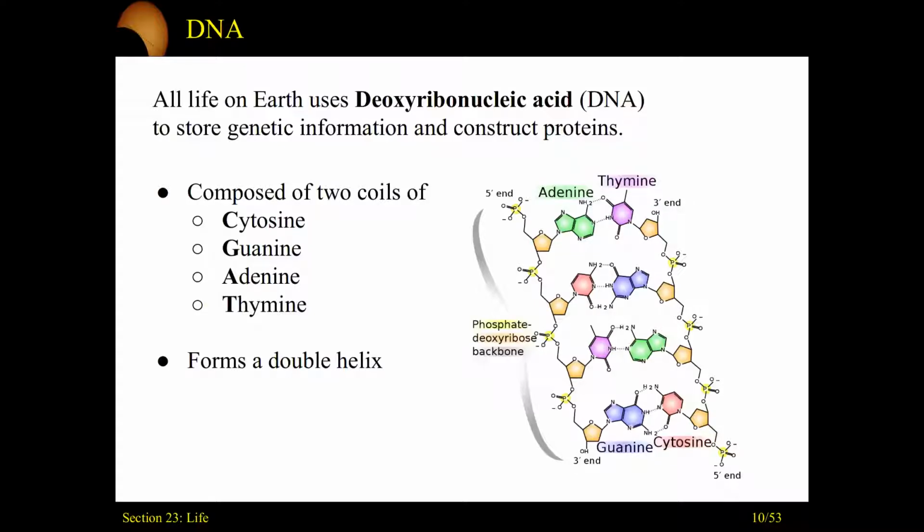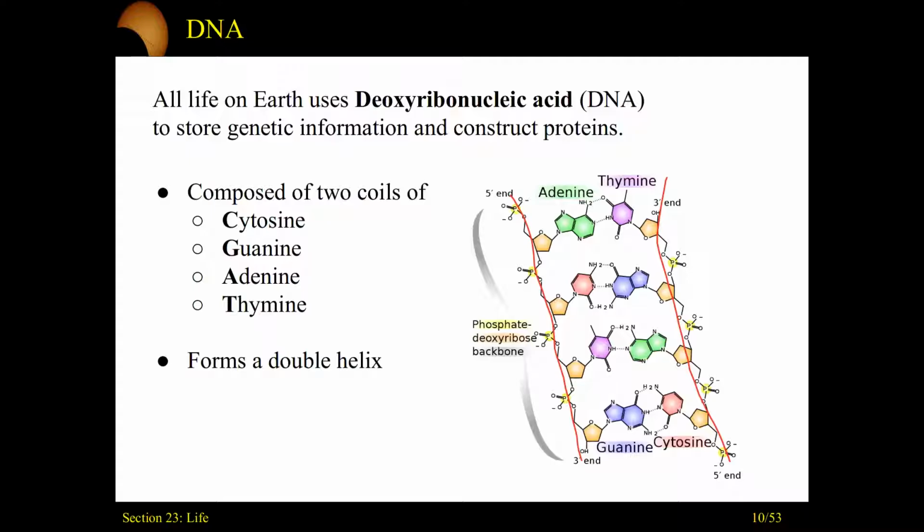Every living organism on Earth has genetic information stored in deoxyribonucleic acid, or DNA for short. What is DNA composed of? Well, it's two chains. If it helps to highlight it, this would be one chain. Here's the other. We're looking at just a slice of this.